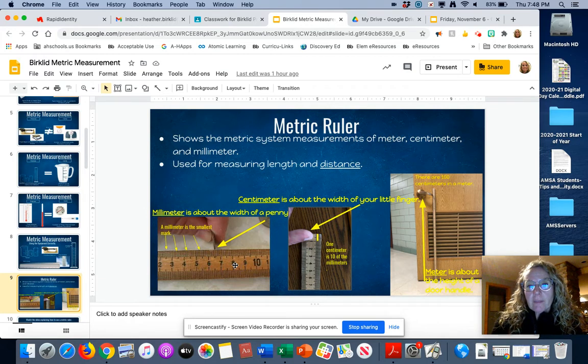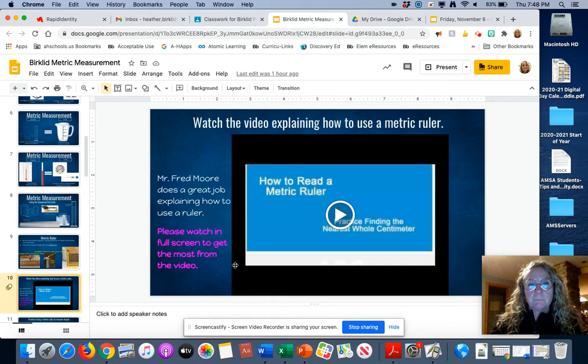And I like how this is laid out here. For example, the width of a penny is about a millimeter. There are 10 millimeters in a centimeter, and a centimeter is about the width of your finger. Then there are 100 centimeters in a meter, and a meter is about the height of a doorknob at school, a little bit more. So measuring with rulers is for length or distance.